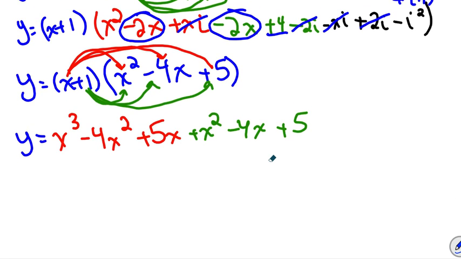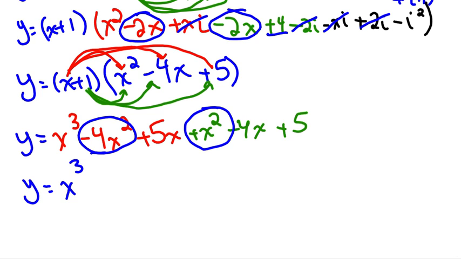We got one more thing to do. We just need to combine our like terms. X to the third. We have negative 4x squared plus x squared. So negative 4 plus 1 just gives you a negative 3x squared. And then we have 5x.